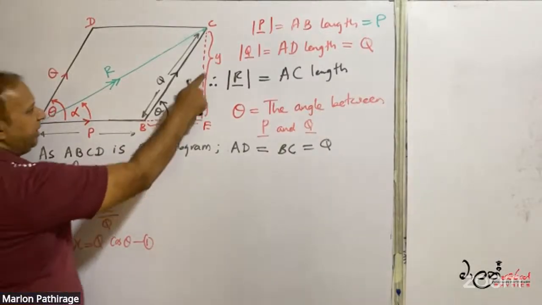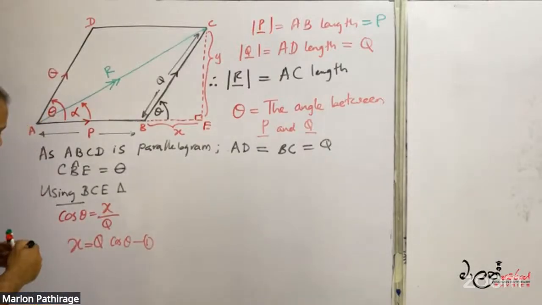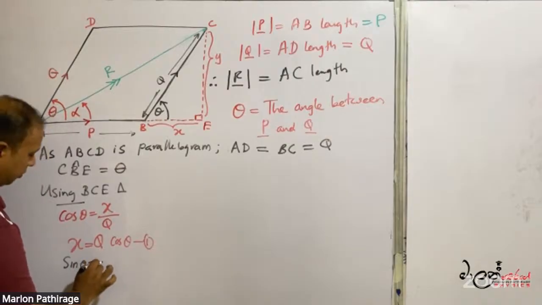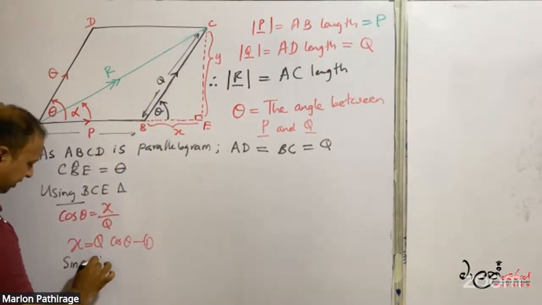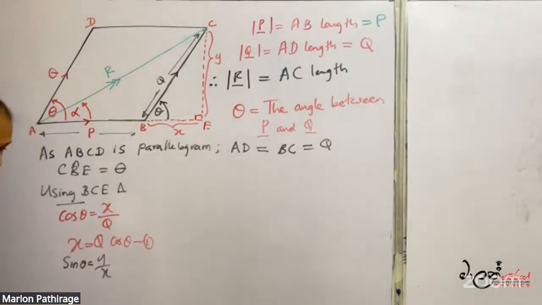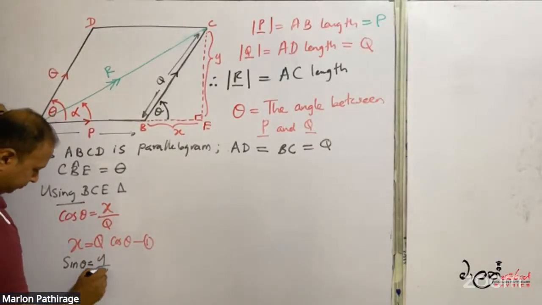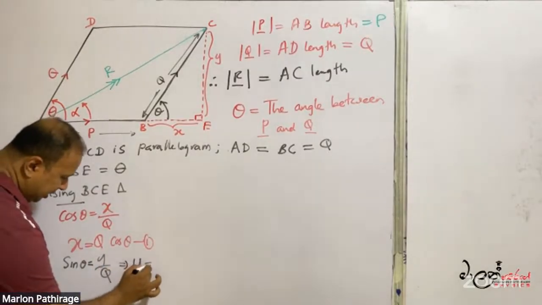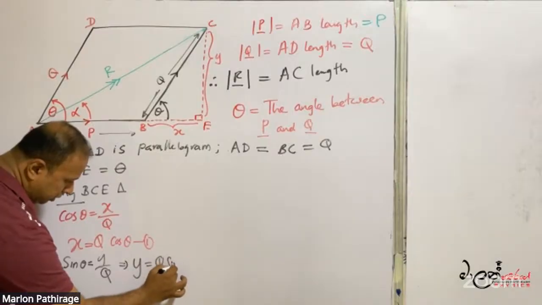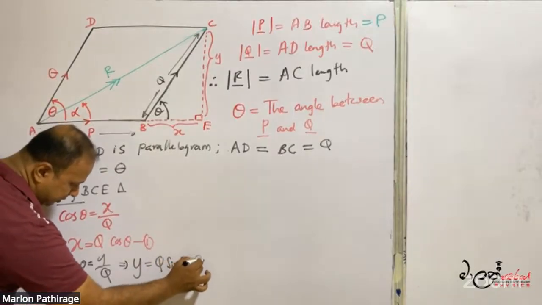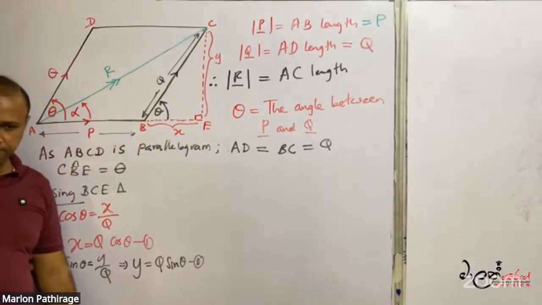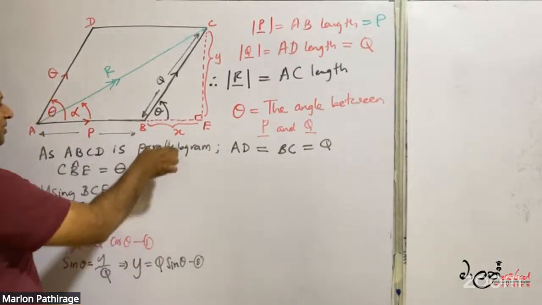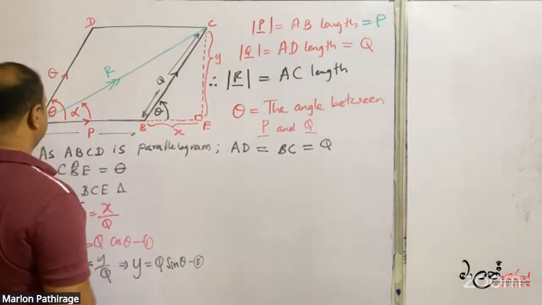Then opposite side. Sin theta is equal to opposite side over hypotenuse, Y over Q. Therefore, Y is equal to Q sin theta. This is true. So you know X as well as Y.